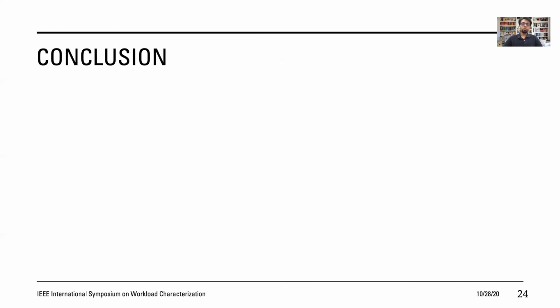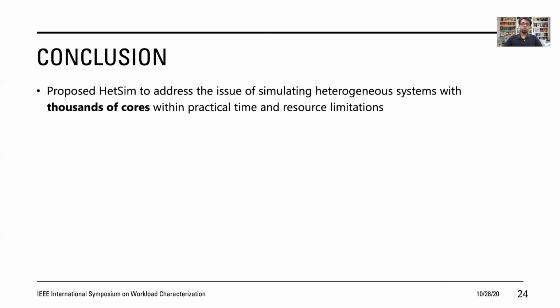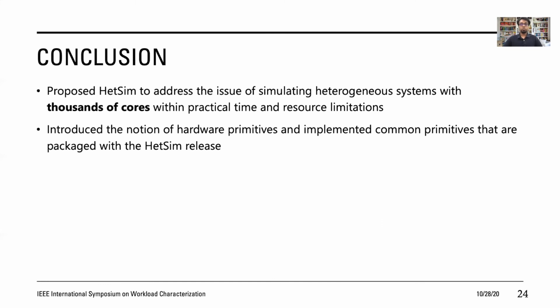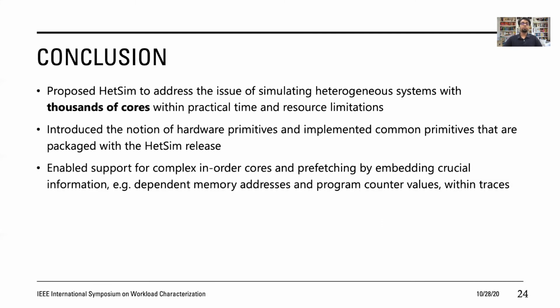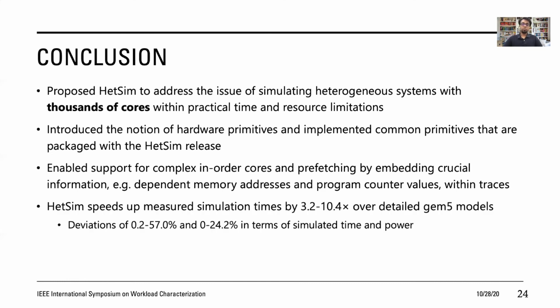To conclude my talk, we developed a tool called HetSim to address the issue of large-scale simulations for heterogeneous systems. We introduced the notion of primitives and packaged common ones with the latest HetSim release. HetSim enables flexibility to support modern hardware mechanisms by embedding additional information in its traces. We demonstrated simulation time improvements of 3.2 to 10.4x over detailed GEM5 models, with just a deviation of 0.2 to 57% in terms of runtime and 0 to 24.2% for power.